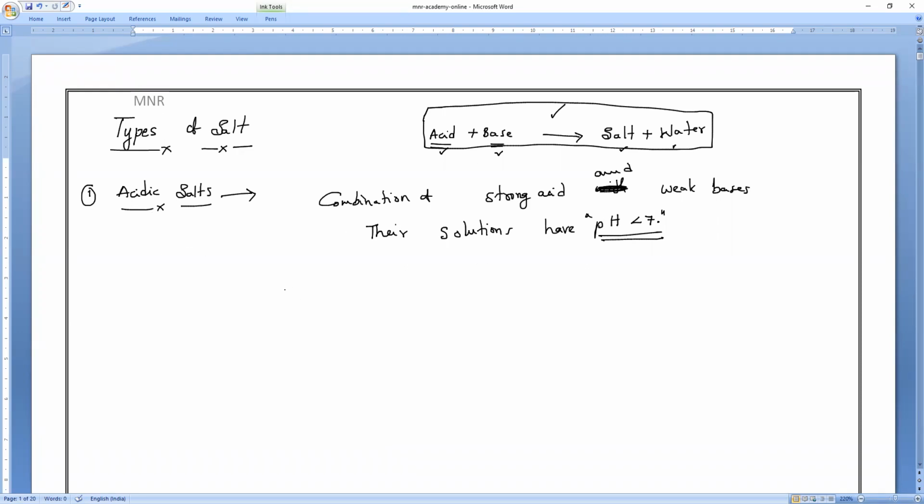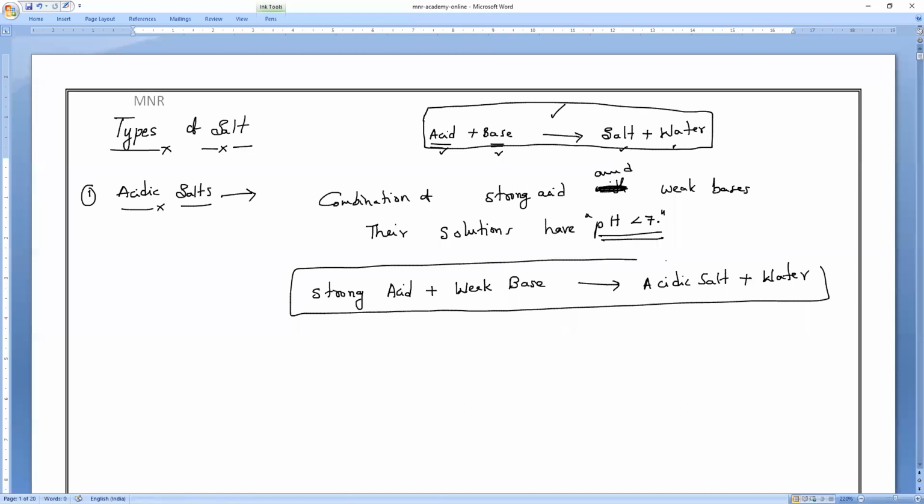So the generalized equation of acidic salts: strong acid combining with a weak base gives acidic salt plus water. That is the way they are called acidic salts.